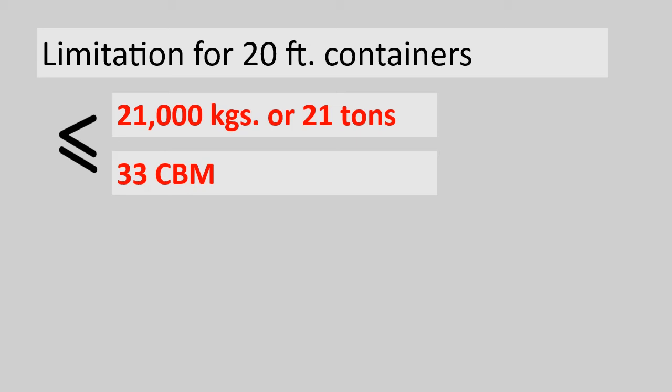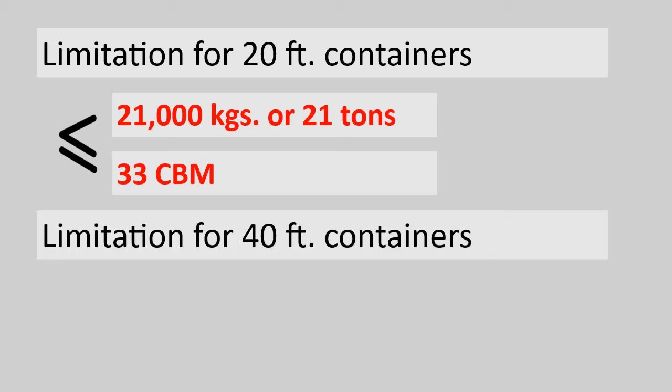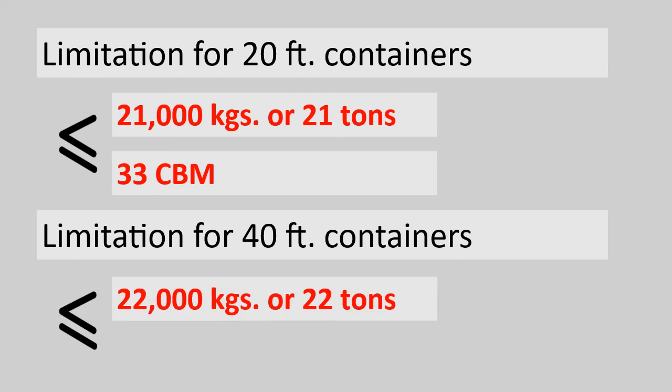As for 40-footer containers, the weight limitation is capped at 22,000 kilograms or 22 tons. Any cargoes can be loaded into a 40-footer container as long as within the limitation of 22 tons, and also take note, it should not exceed 56 cubic meters. Therefore, if we have a cargo we need to load in the containers, take note on the limitation, either weight limitation or the cubic meters limitation.